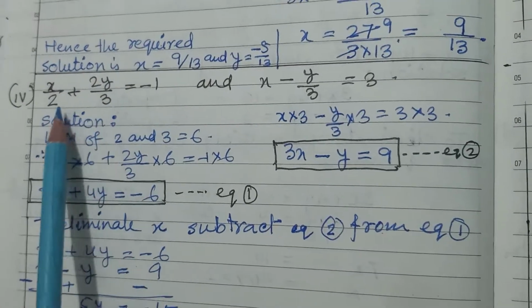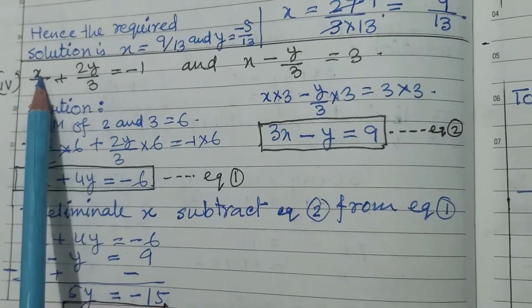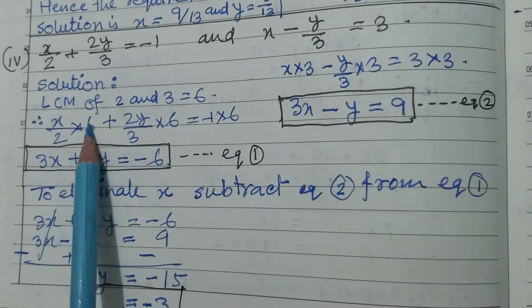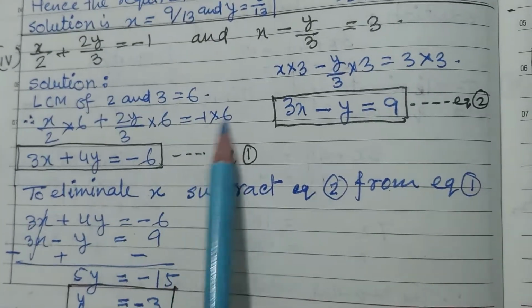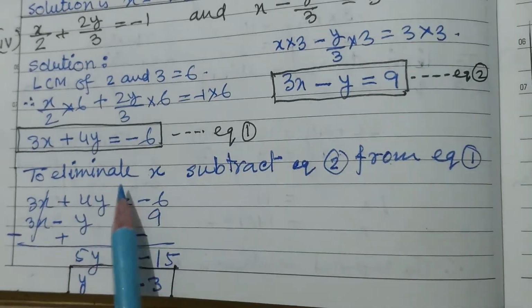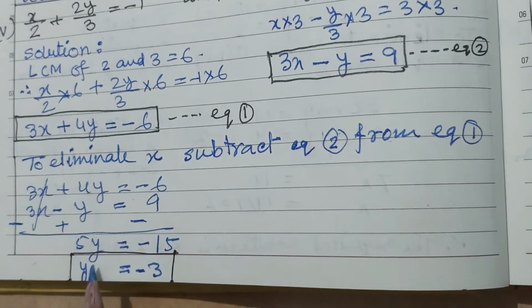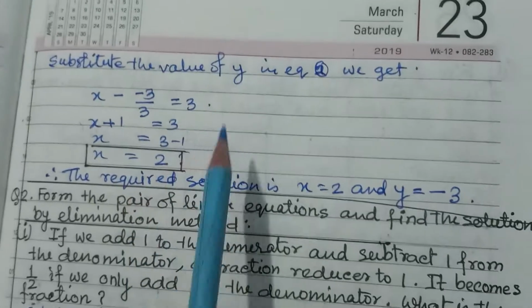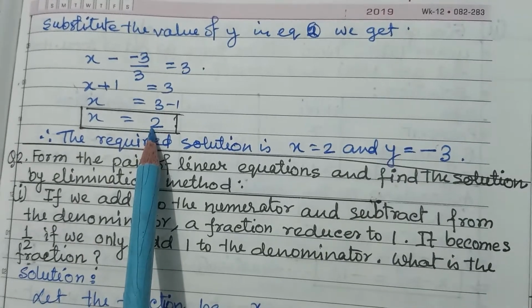Now here by simplification you can take the LCM of 2 and 3, which is 6. Multiply by 6 all 3 terms. It should be 3x plus 4y is equal to minus 6. To eliminate x, same method with the second equation, the value of y by eliminating x is minus 3, and substitute this value in the first equation, that is x is equal to 2.